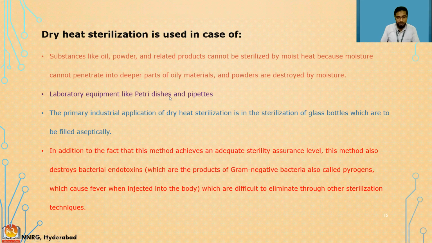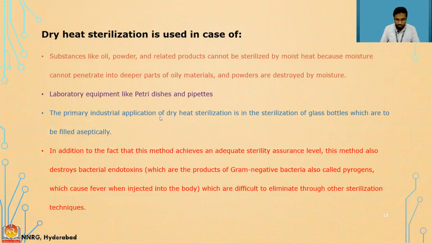Laboratory equipment like petri dishes and pipettes, or any other glassware that is used in research or anything, we need a few compounds to be stored in. In order to get those compounds, that particular glassware should be free from microorganisms. How do we get that? That will be possible if moisture is not present. How can we remove the moisture? By the dry heat sterilization method.